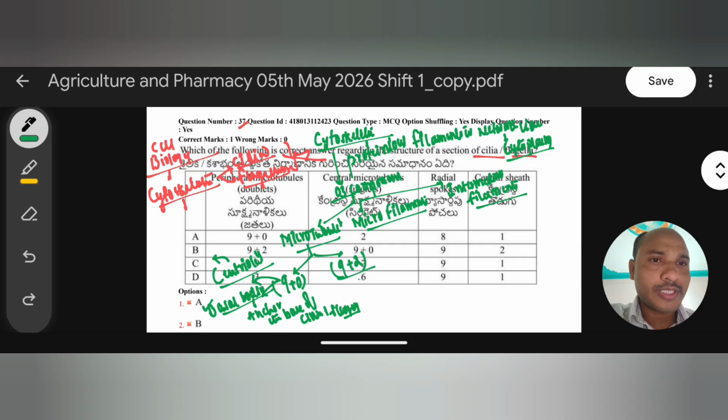Now coming to the 9+2 arrangement. Here, these 9+2 arrangements are generally seen in cilia and flagellum. In these two structures we see this 9+2 arrangement. So how they are arranged we will discuss. First we will discuss the 9+2 arrangement.